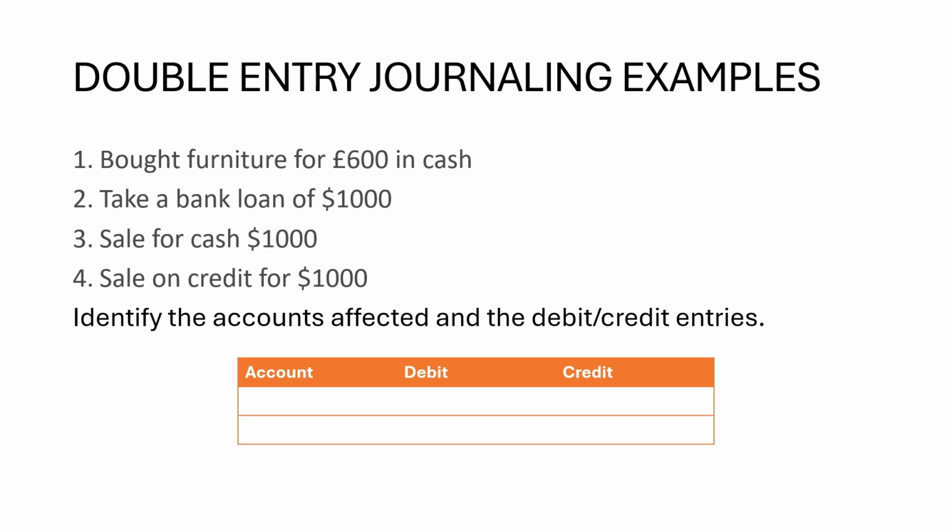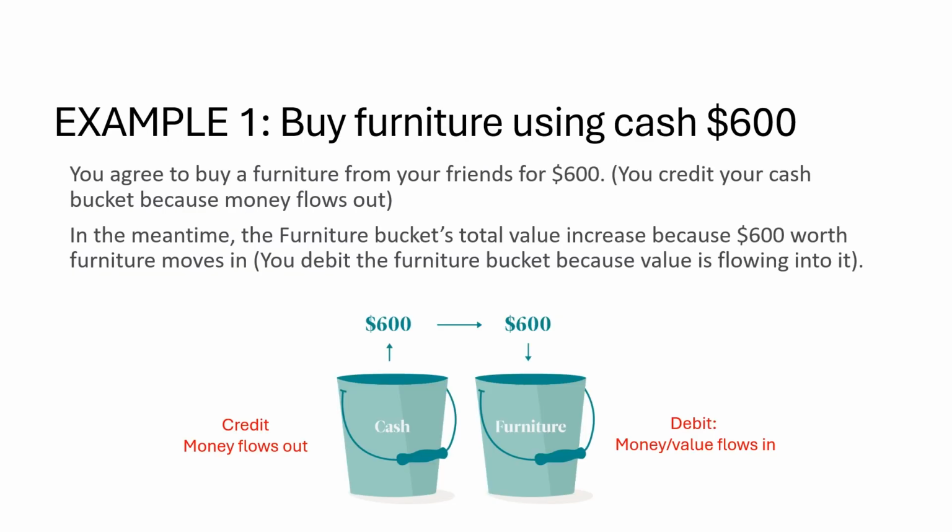Here is another example that gives you some very basic double entry transactions. We will go through the 4 examples one by one. This page shows the analysis of the transactions using the bucket analogy to understand how debit and credit work. So, bought furniture for $600 in cash. If we break down the transaction, you can see there are 2 effects.